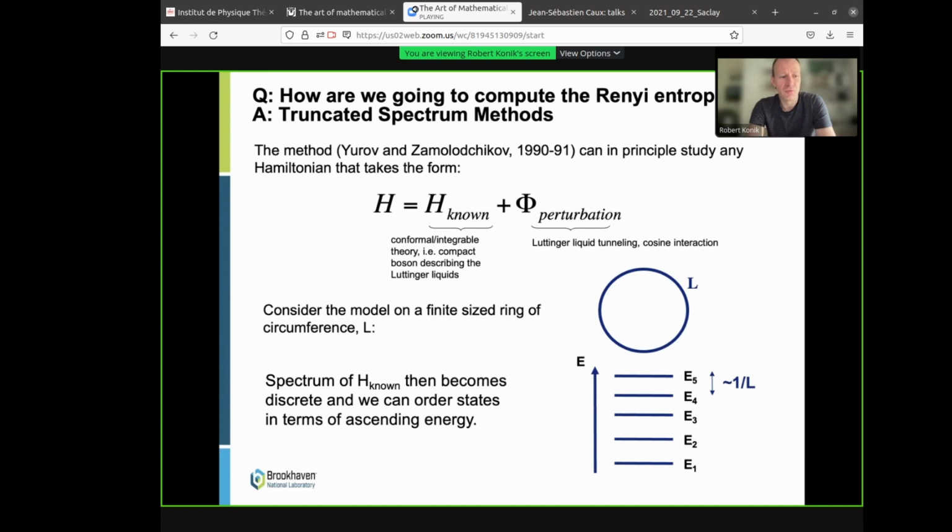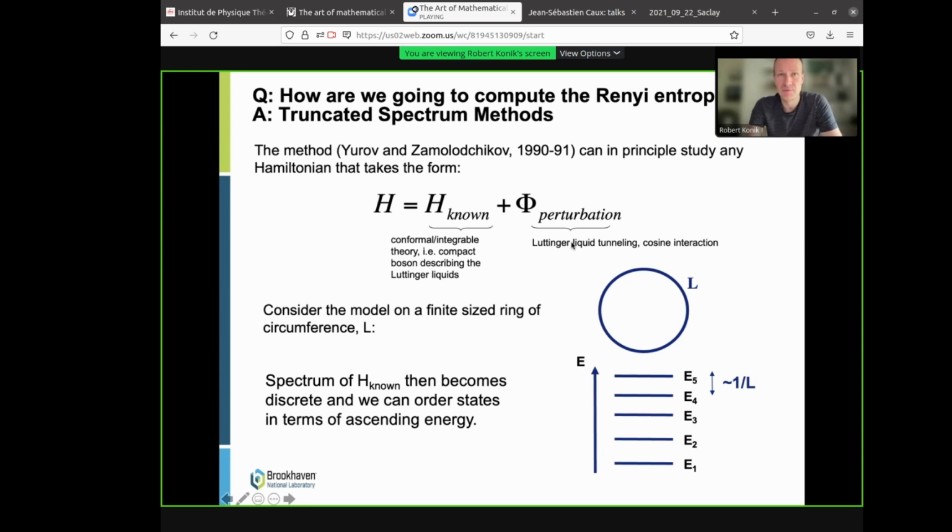Now, the truncated spectrum method is a method invented by Alyosha Zamolodchikov, and it can, in principle, study any Hamiltonian that has a two-part form. It has to have a known part, which by known I mean it's some conformal or integrable field theory. And here it will be the two CFTs describing the two uncoupled Luttinger liquids, so C equals one compact boson. And then the second part of the Hamiltonian has to be some perturbation. That perturbation here is going to be the tunneling between the Luttinger liquids, which is just our cosine interaction.